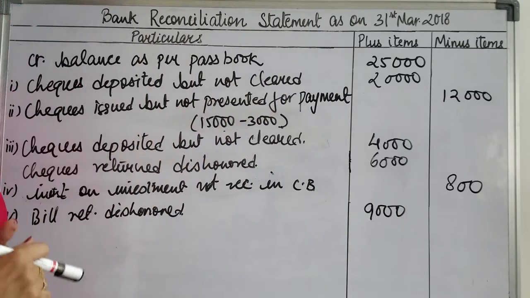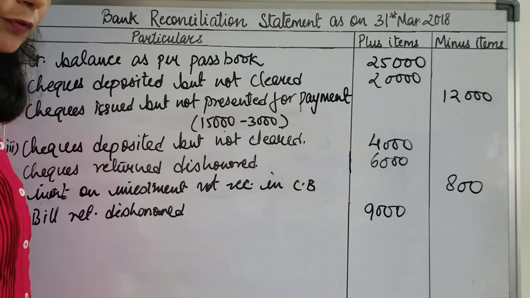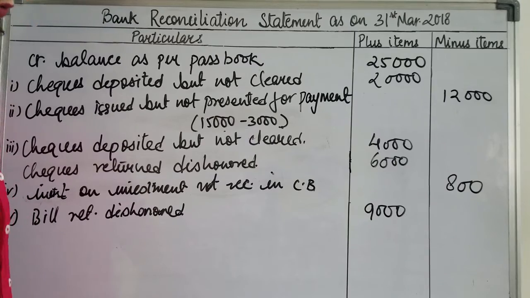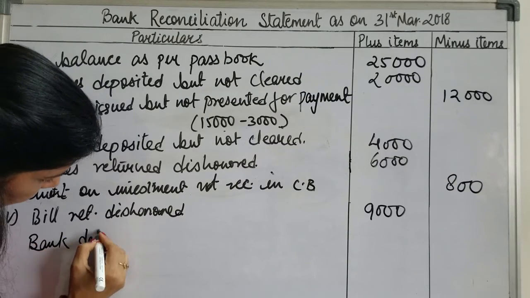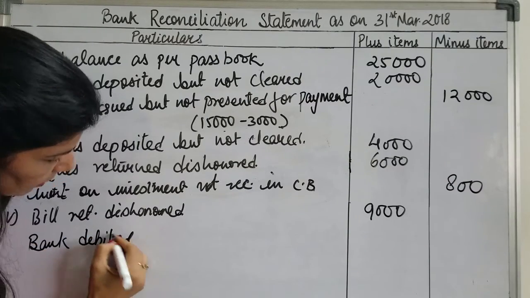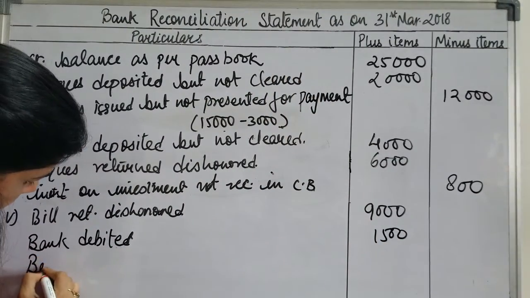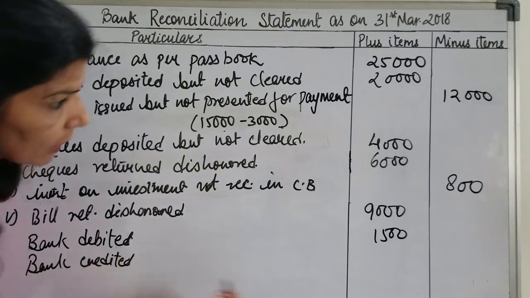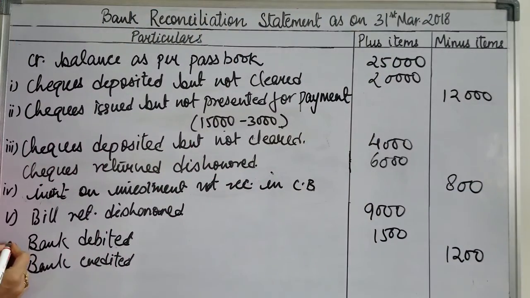And the last statement says bank has debited rupees 1,500 and credited rupees 1,200 in our account. So bank debited rupees 1,500 will be added here in the plus items column, and bank credited rupees 1,200 will be recorded here in the minus items column.